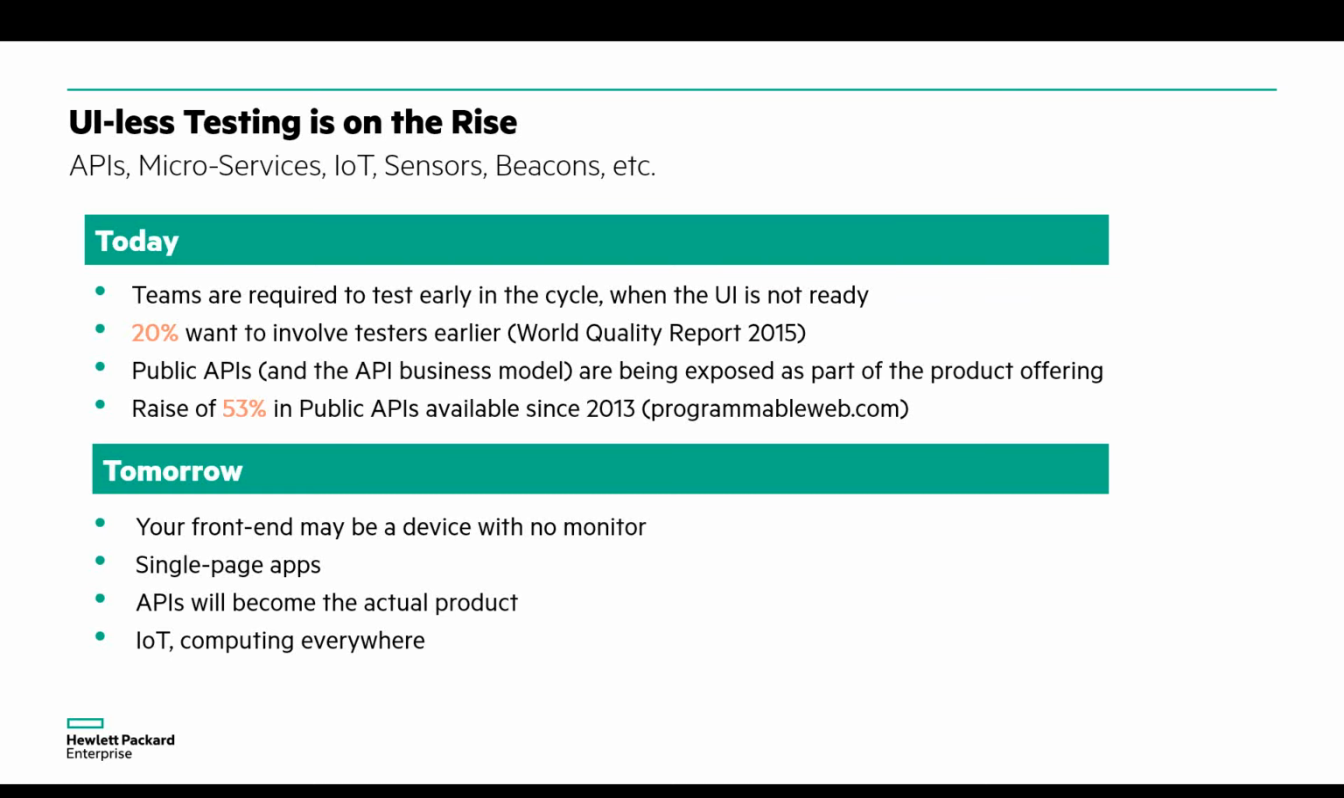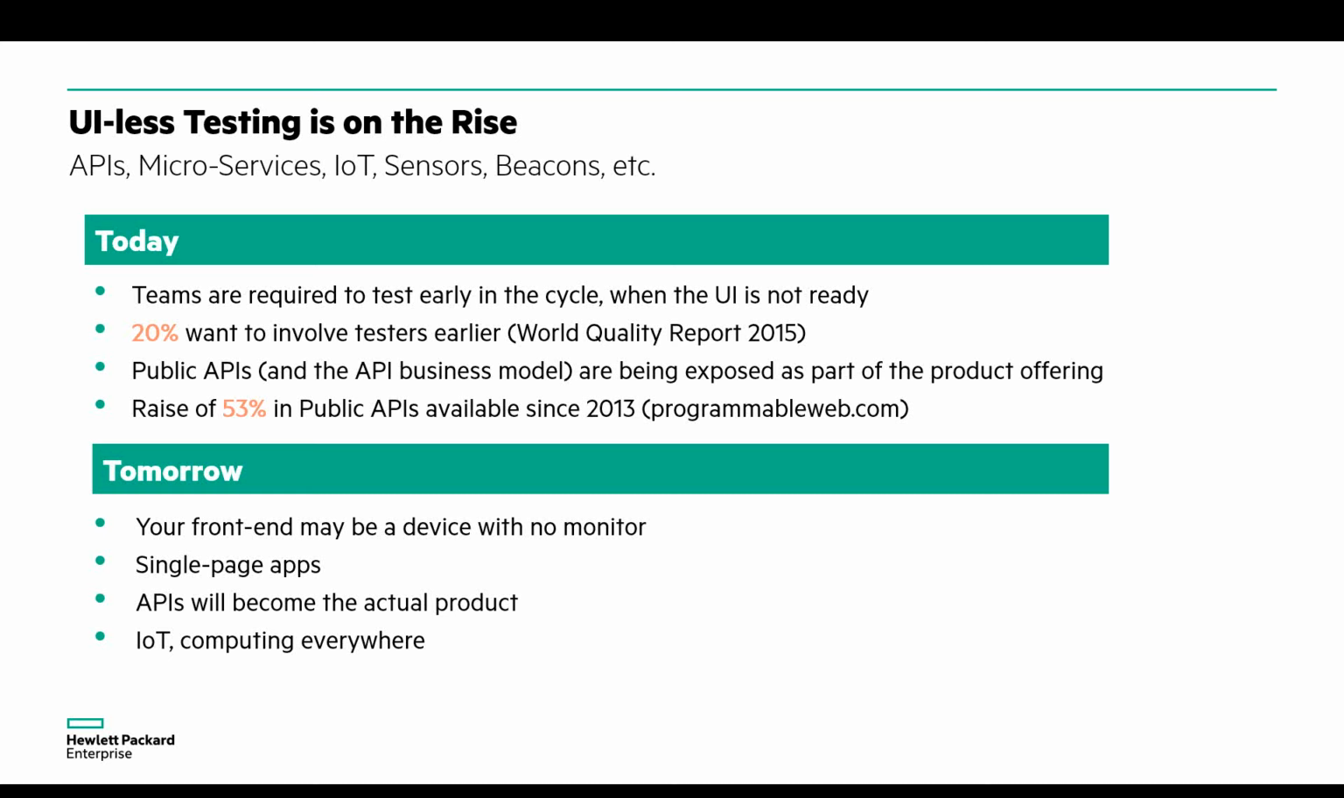We have the public APIs and the API business model that is being exposed as part of the product, or you can even have the entire product as a complete API without even a graphic user interface. And according to Programmable Web, we have a rise of more than 50% in the public APIs available. And this is today. And tomorrow you can test an application that doesn't even have a monitor. Just think of how you are going to test a beacon that is monitoring the temperature of your house. So you won't have any UI, and you will probably need to access it from the API layer.